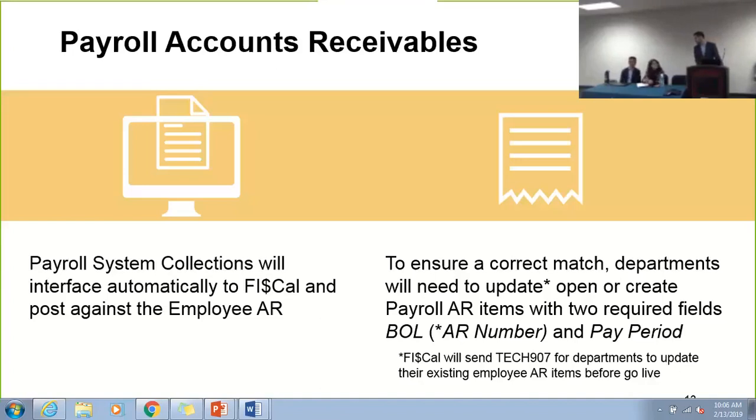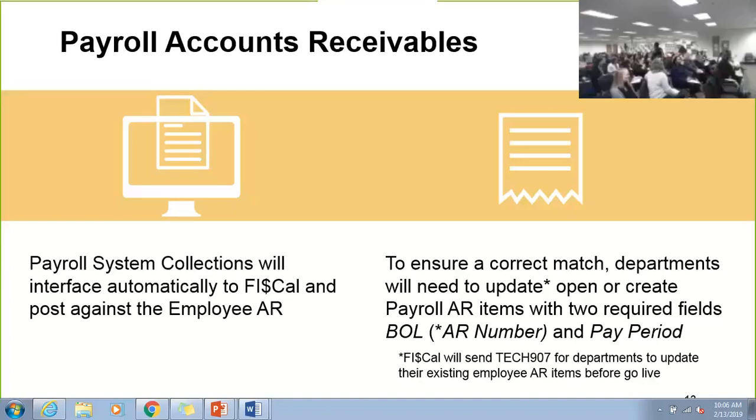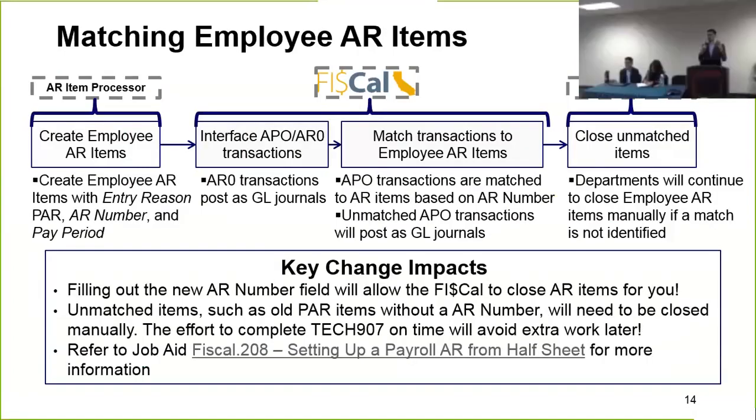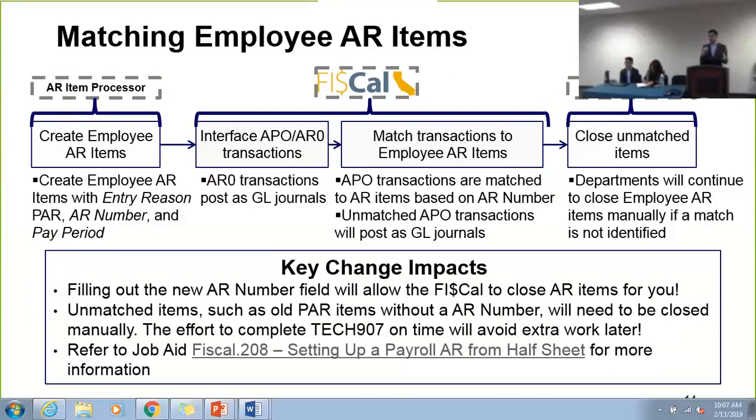So the way that we set up our payroll AR is a little bit different. It's unique to our department. So does it have to match exactly on the half sheet for it to match when the new waves come? So we know that departments, let me just go to the next slide. There's a job aid out there, Fiscal 208, which gives you a naming convention for your AR items. We know that departments are oftentimes doing that differently to match their own departmental business processes.